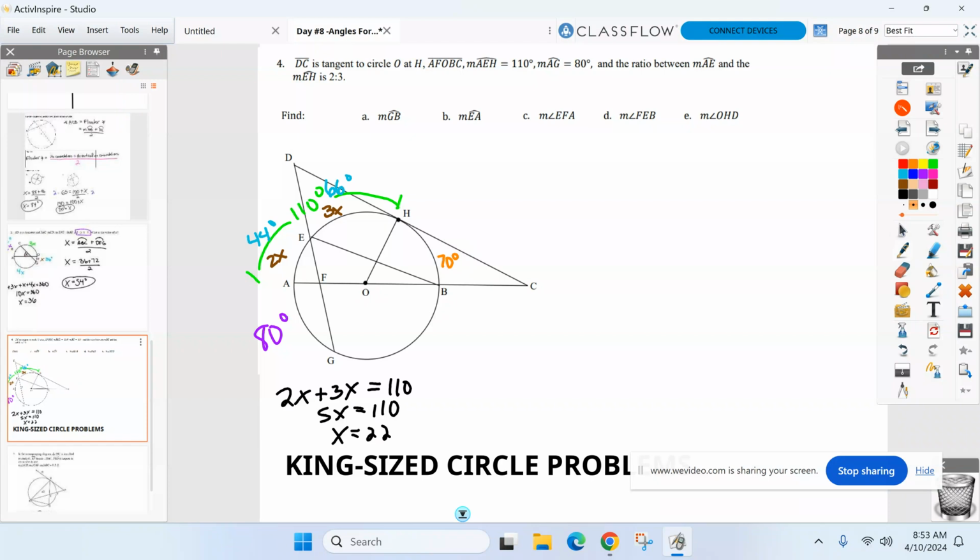GB. That's the only other arc I don't know. Find it the same way. Right? Diameter. Breaks it up into 2 semicircles. So if one piece is 80, what's GB going to be?